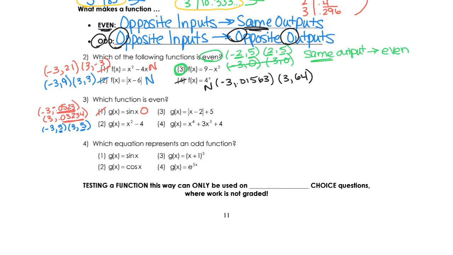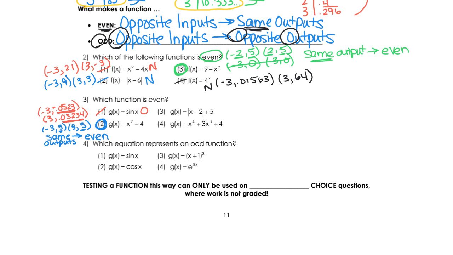So opposite in, same out. And same outputs means that this is even, and that's the one we're looking for. So I'm going to circle it, but I usually don't stop there. I like to make sure that I can eliminate my other 2 choices.